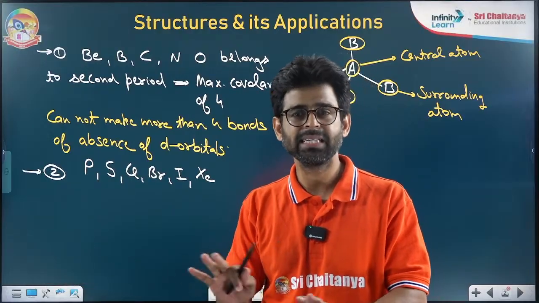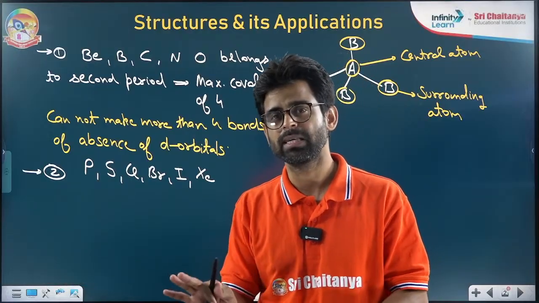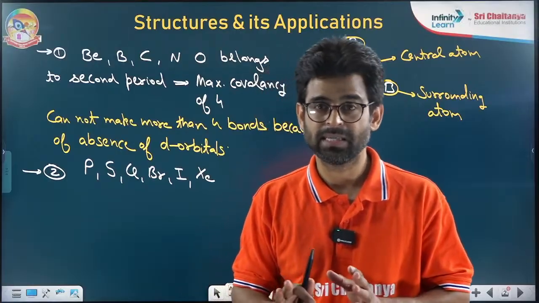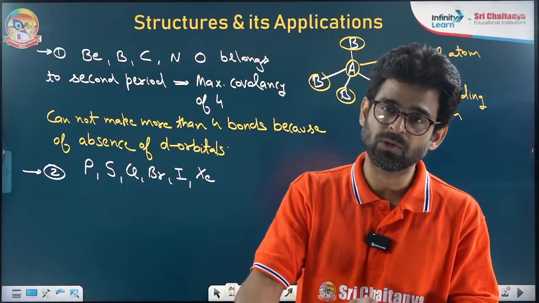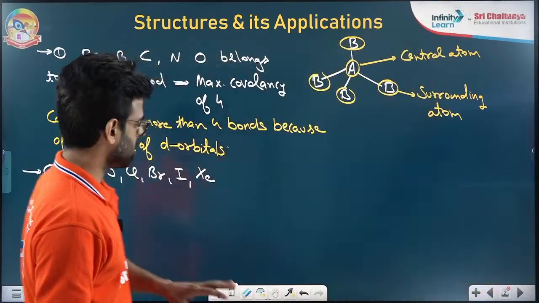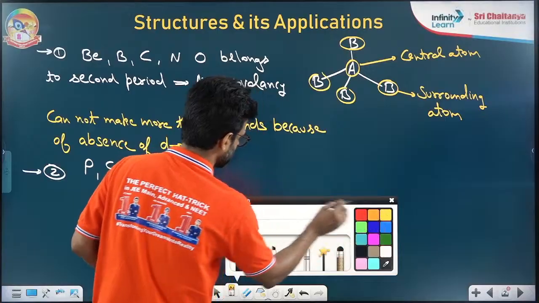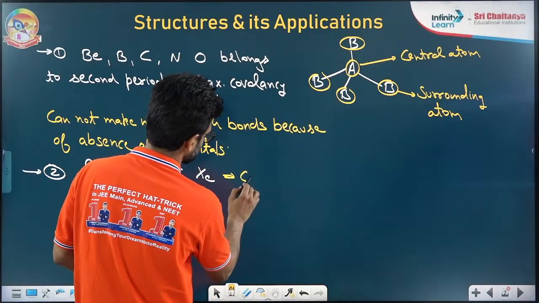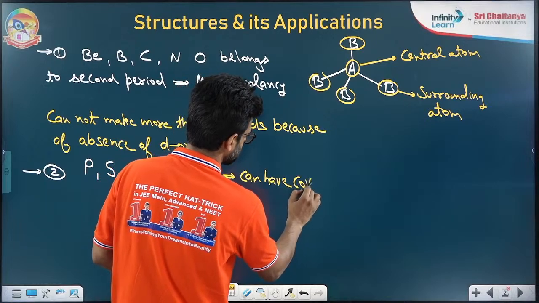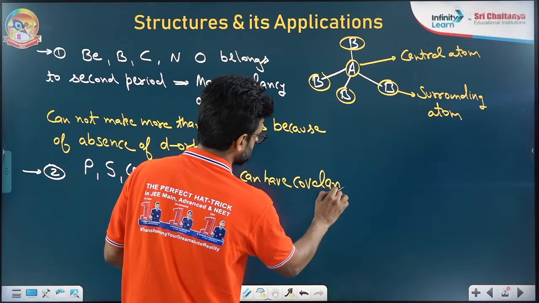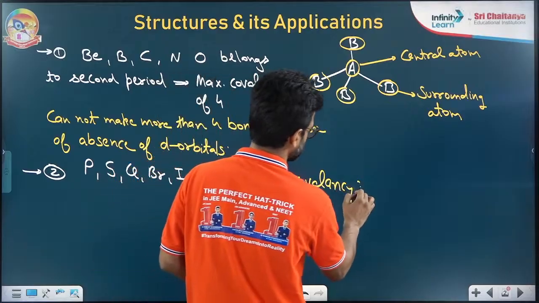And these have d subshells or d orbitals, so no issue. These can make many bonds. I'm not saying their covalency is maximum 4. They can have 5 bonds also, 6 bonds also. The main point is, I'm writing here, these can have covalency more than 4.